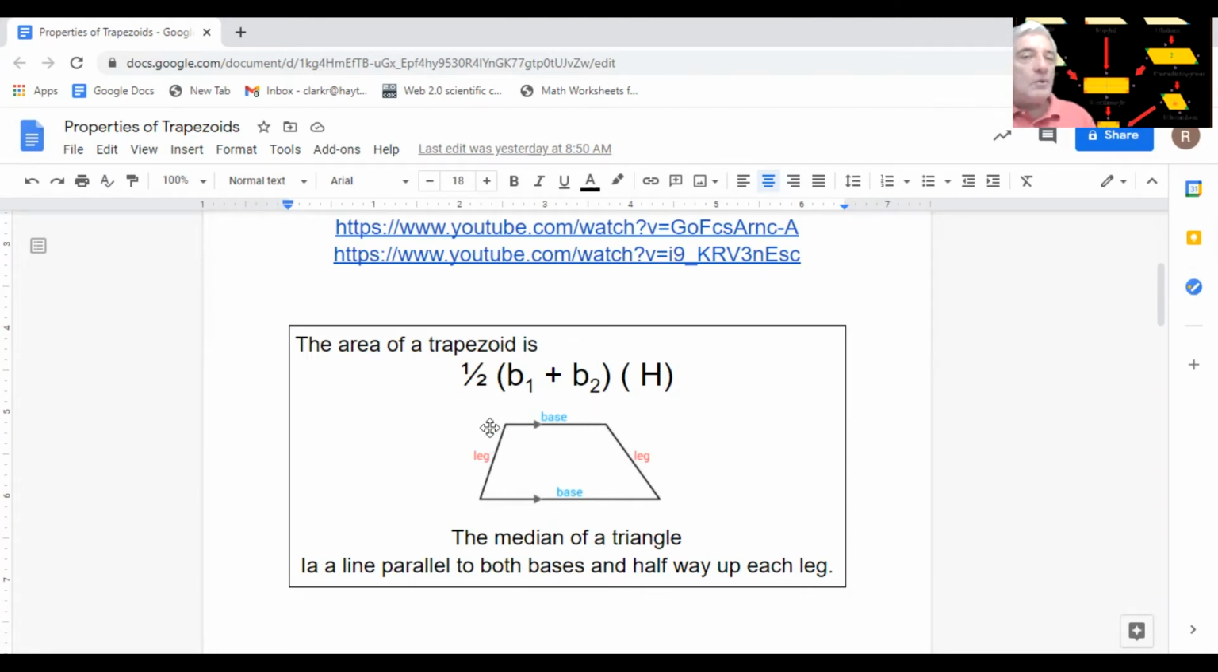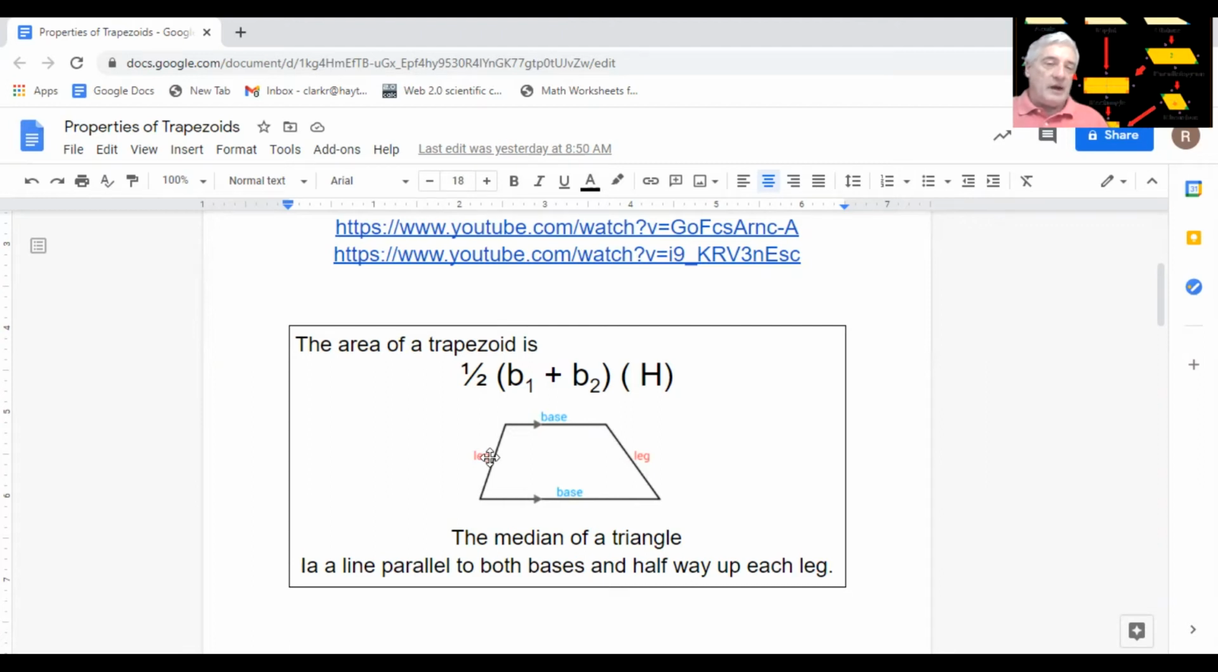What's the area of a triangle? 1/2 the base times the height. What's the area of a trapezoid? 1/2 the sum of the bases times the height. So if this base were 12 and this base were 20, and let's say the height is 8, it would be 1/2 12 plus 20, which would be 32, times 8. Get out your calculators. You can find the area of any trapezoid. That's the formula. 1/2 the base 1 plus base 2 added together times the height.